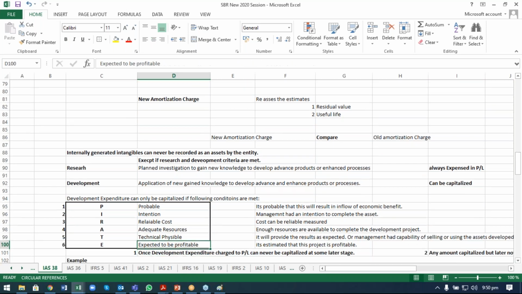If you want to capitalize this development expenditure, you need to make sure you are meeting these 6 criteria, which is named PIRATE. Probable that this will result in inflow of economic benefit once the development expenditure was completed. Management has an intention to complete it. Cost associated with this development project can be reliably measured. You have enough resources available to complete the project, and the management has the capability of selling or using the asset, whatever the management wants to.